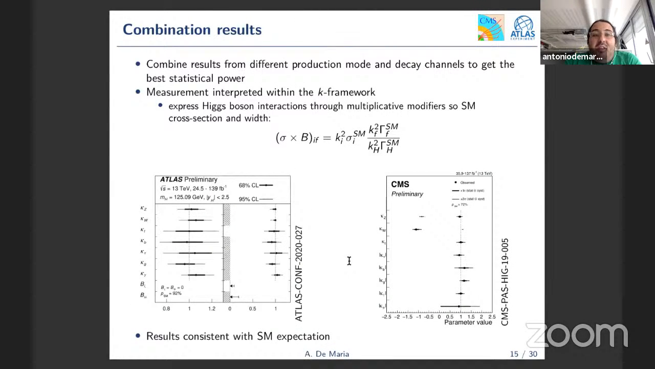Now that I have talked about all these measurements, we can also try to combine all of them and, of course, get the best statistical power, combining different channels and different production modes. To combine them, we interpret the results in the so-called kappa framework, which expresses the Higgs boson interactions through multiplicative modifiers to the Standard Model cross-section and width. As you can see from the plot in the bottom part of the slide, in which all the different coupling modifiers are measured simultaneously, all the results are compatible with the Standard Model, so we are in quite good agreement. Also worth mentioning that ATLAS has updated results with the EFT interpretation, combining results from ZZ, bb, and gamma gamma.